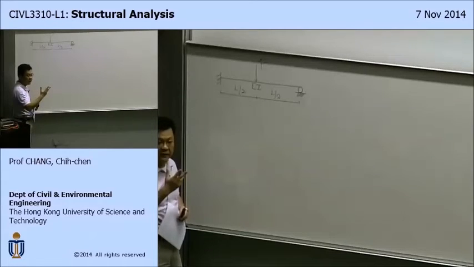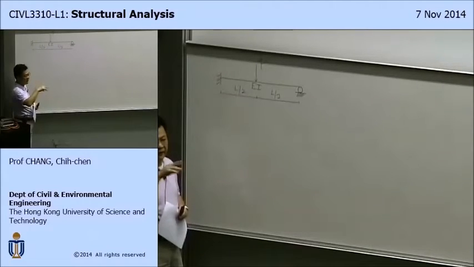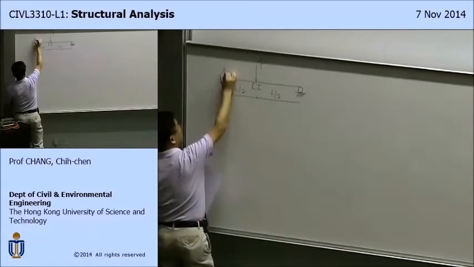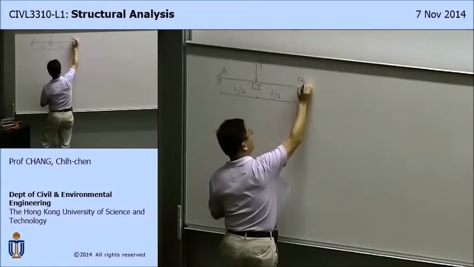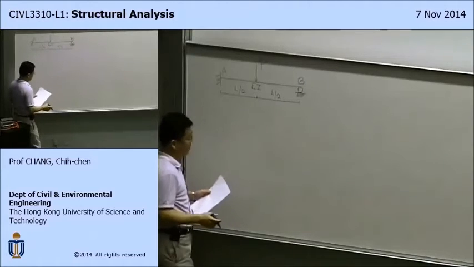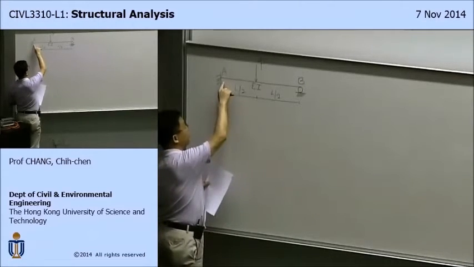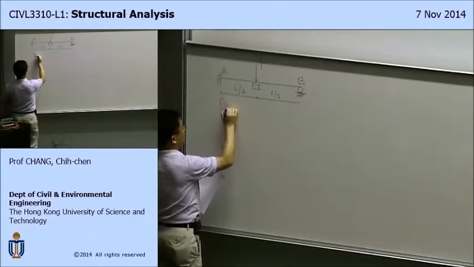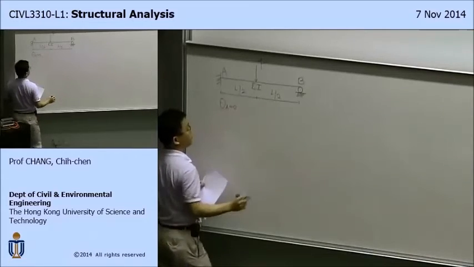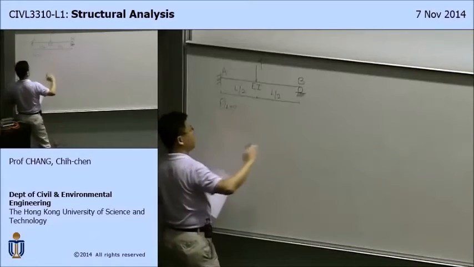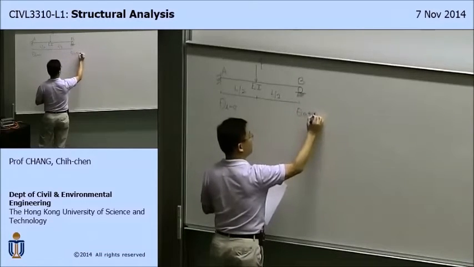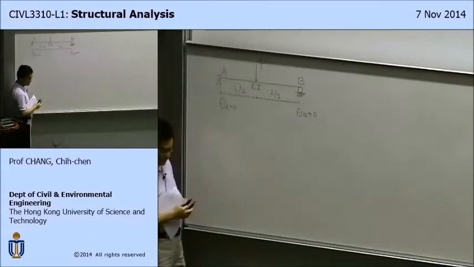First, you need to define nodes and elements, or nodes and members, and then find out the degrees of freedom. So I call this node A, and I call this node B. So the degrees of freedom here: theta A is equal to 0. Displacement equal to 0, of course. At B, theta B is not equal to 0, but displacement is equal to 0.